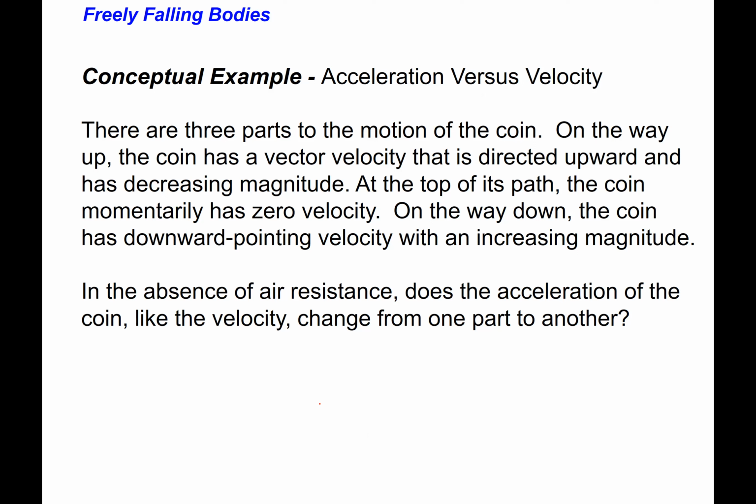In the absence of air resistance, does the acceleration of the coin, like the velocity, change from one part to another? No. The acceleration vector is a constant. It always acts downward. The magnitude of it is 9.8 meters per second squared, but it's negative because it always acts downward.